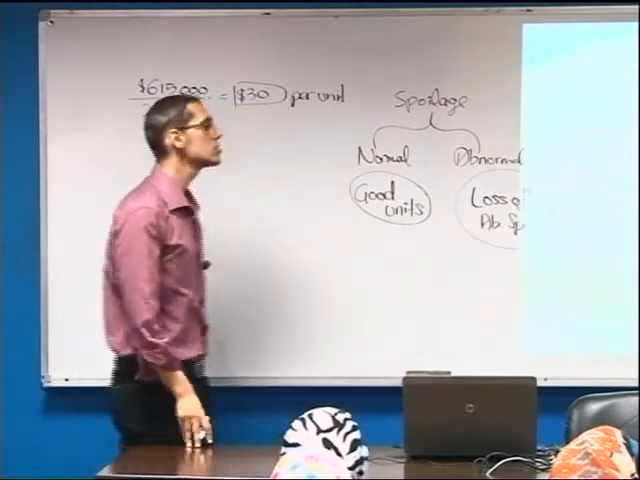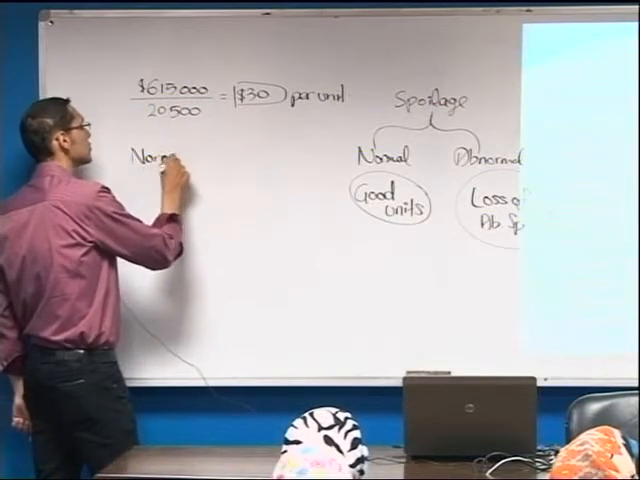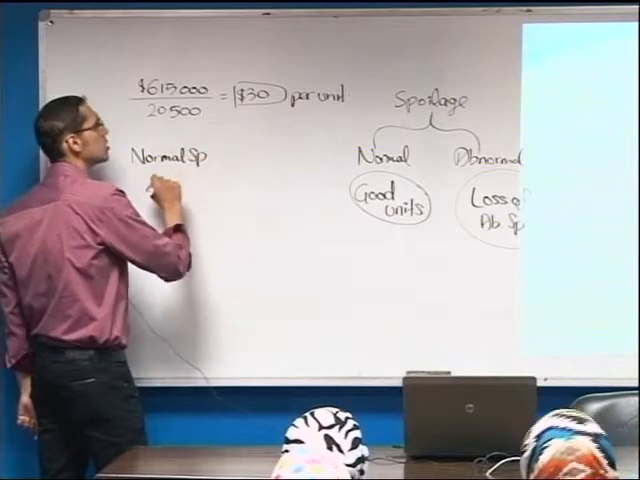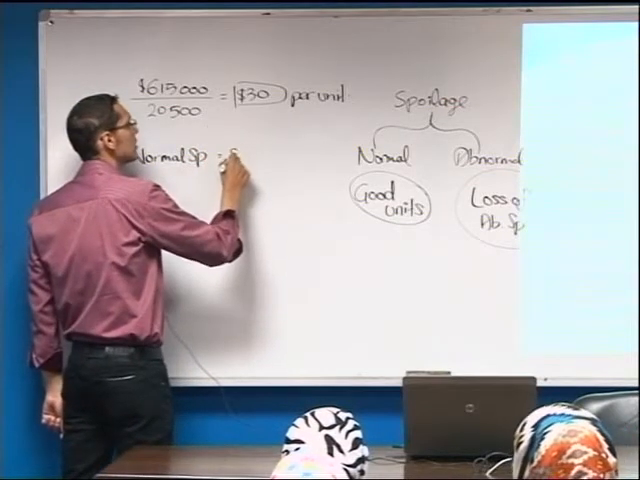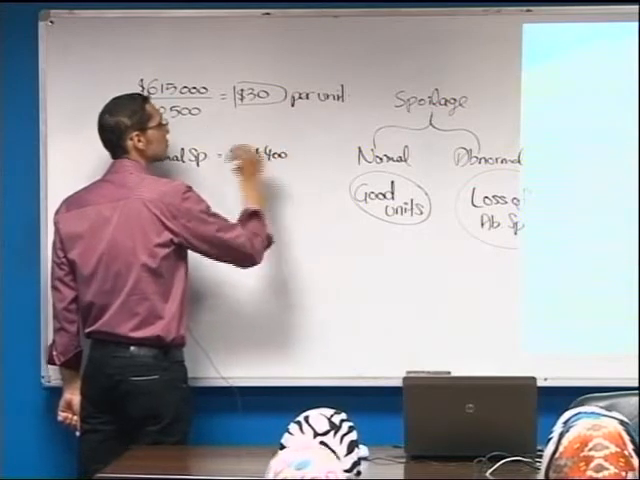Now, let us consider the cost of normal spoilage. The normal spoilage is $30 multiplied by 400 units.